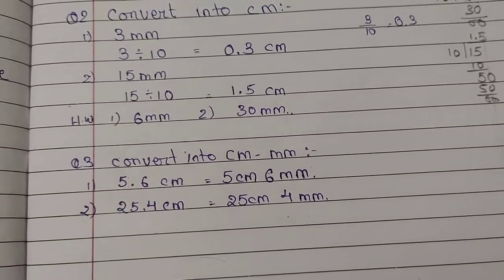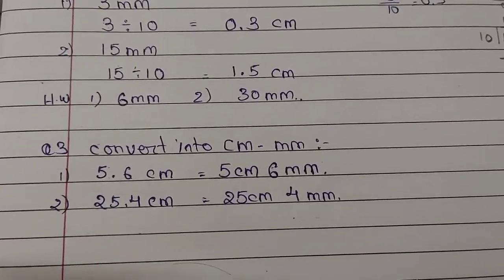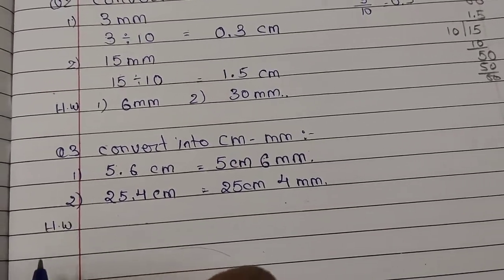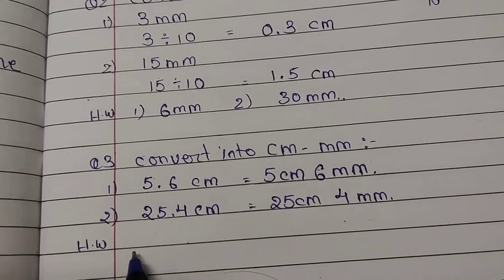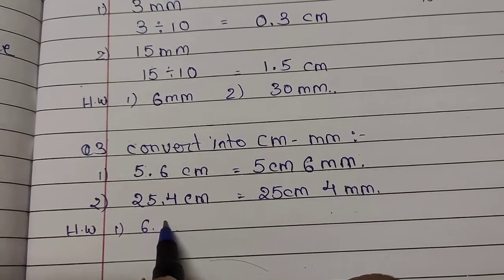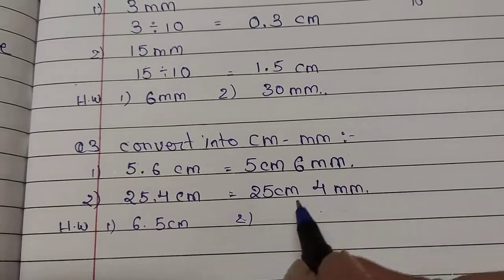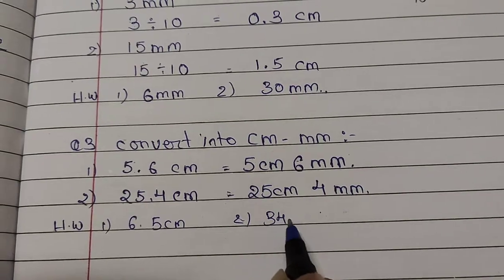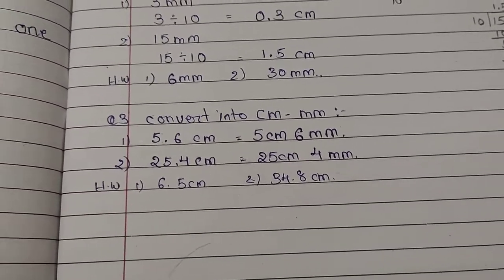So students, this type of sum I have taught you to solve directly. We have done this in our textbook also. Here also I will give you some homework. Your homework is, first one 6.5 centimeter and second one 34.8 centimeter.